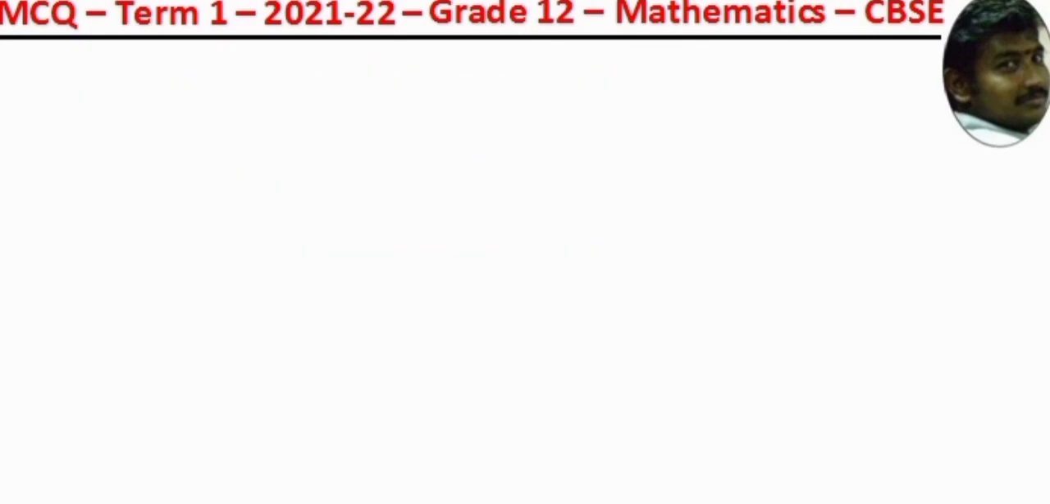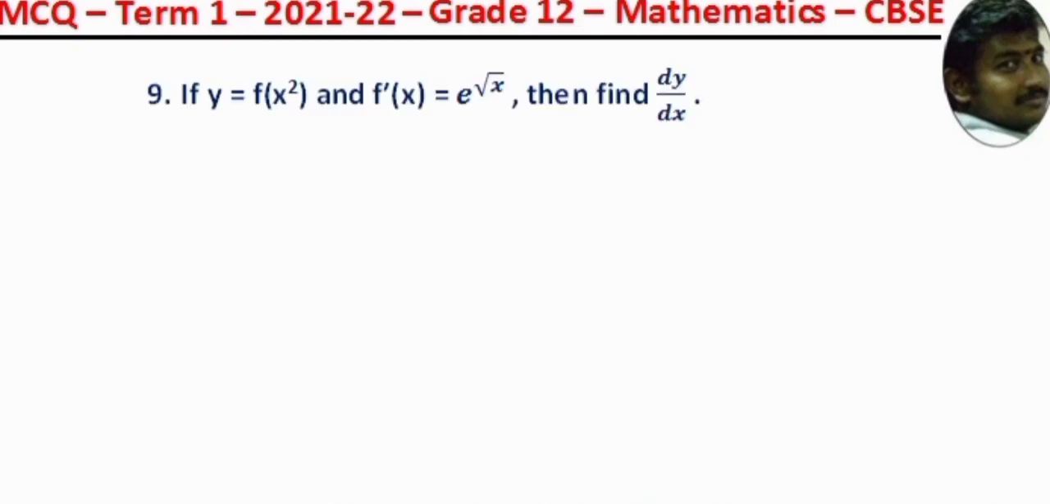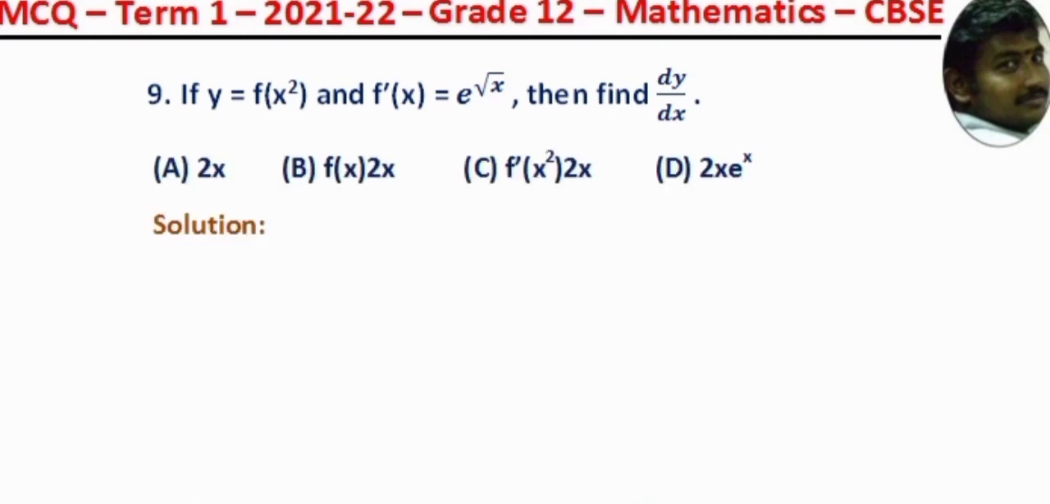Next question, question number 9. If you see question number 9, what is given? If y equal to f of x square and f dash of x is equal to e power root x. So two pieces of information are given. Then find dy by dx. If you find it, first y is f of x square, so dy by dx we have to find. Then only we can get the answer. Here four options are given. First option 2x, second option f of x 2x, third option f dash of x square 2x, fourth option D is 2x e power x.